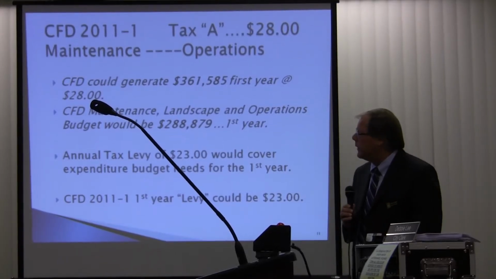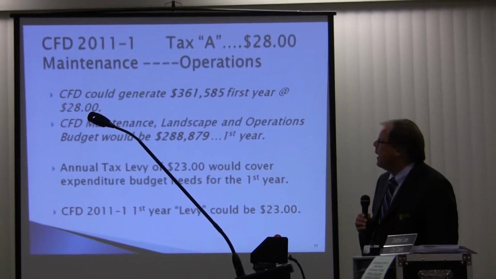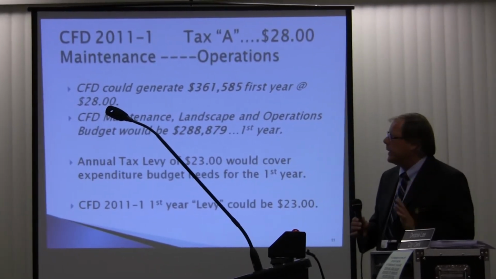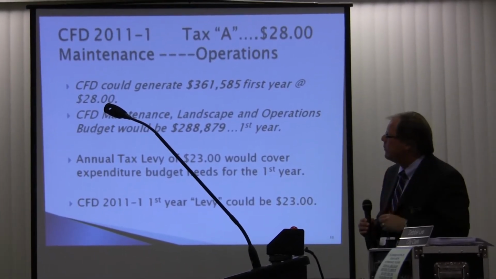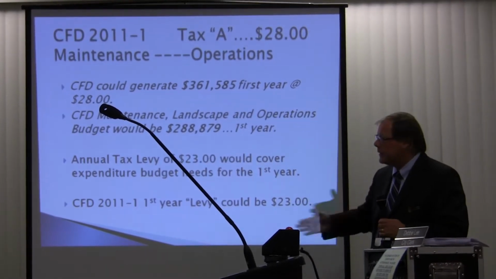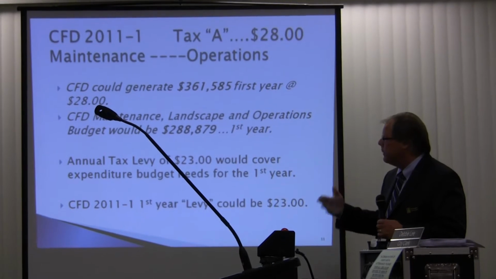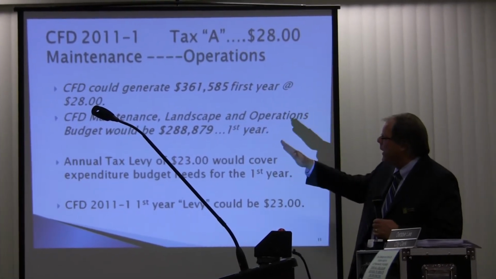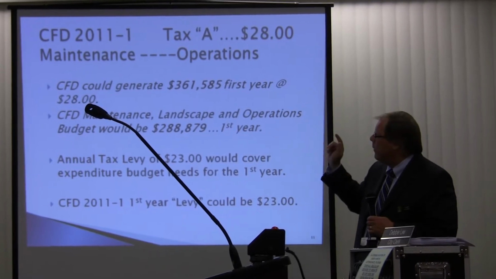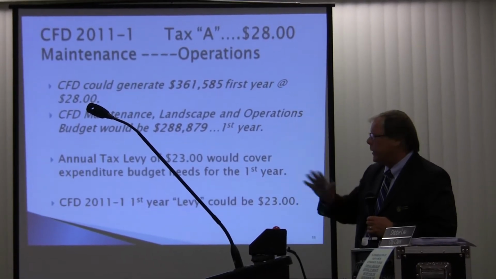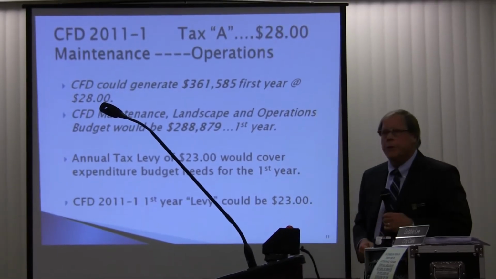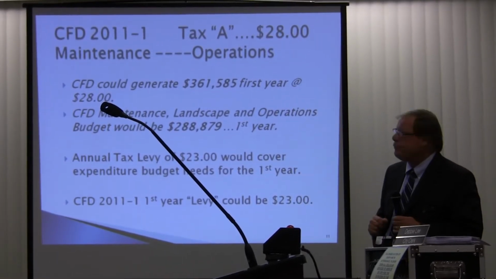In the criteria for the CFD. As I mentioned, there's two components to putting this thing together. There's tax A, which is the maintenance portion that pays for the landscaping, that pays for mowing the grass, trimming the trees, and that's the $28 portion of the tax. If we charge $28 to all the parcels in town, that would generate $361,000 the first year.